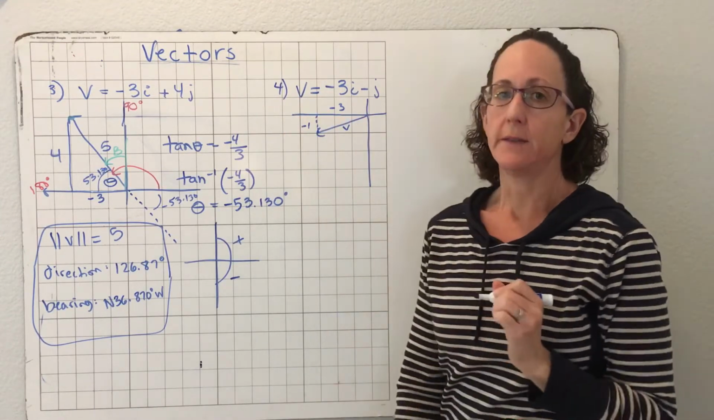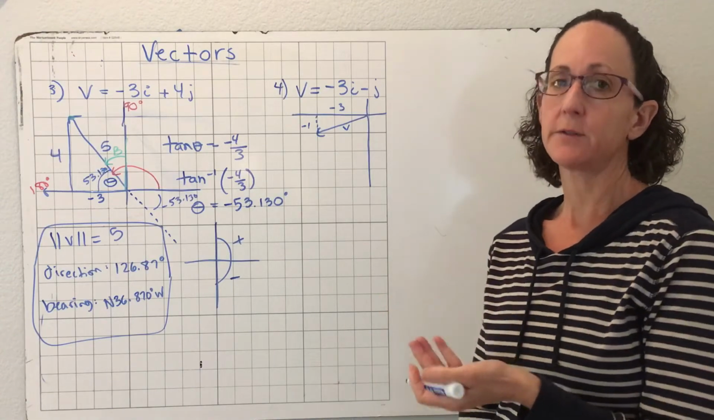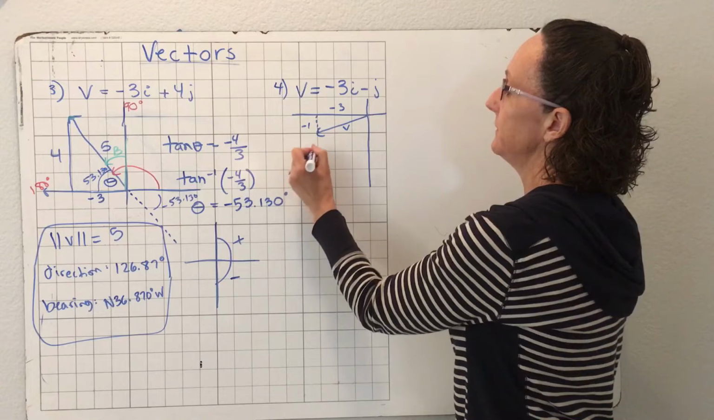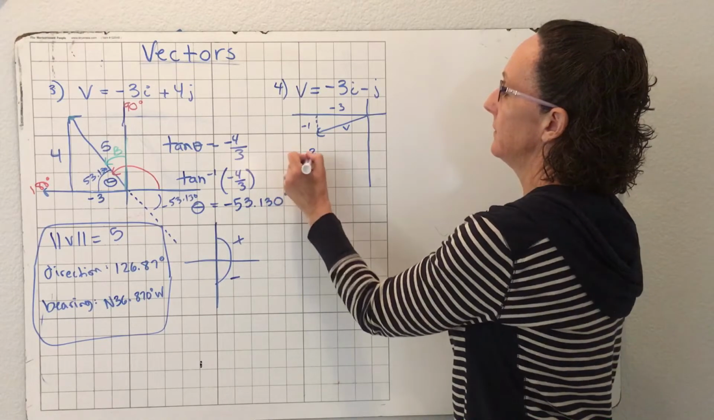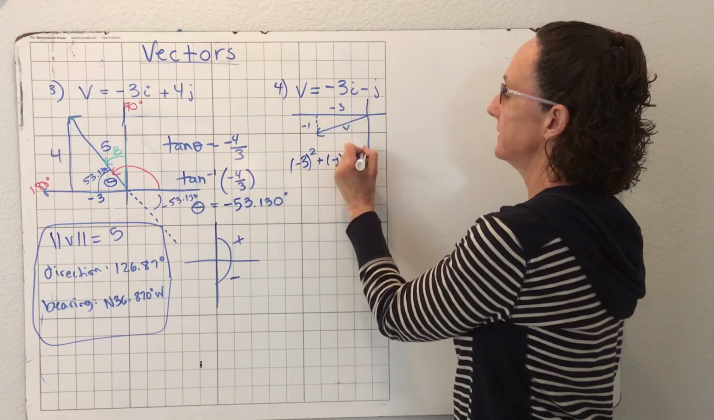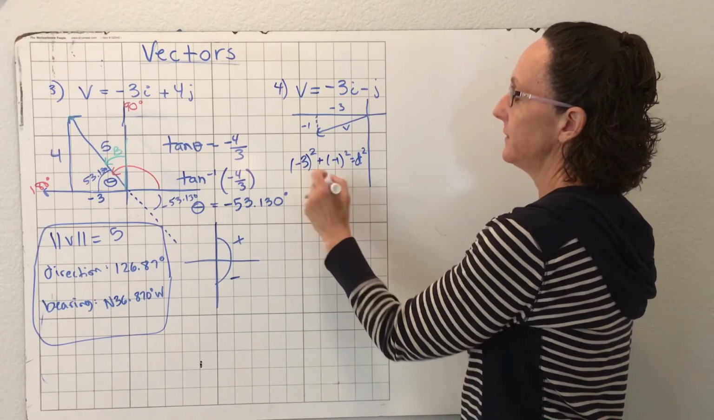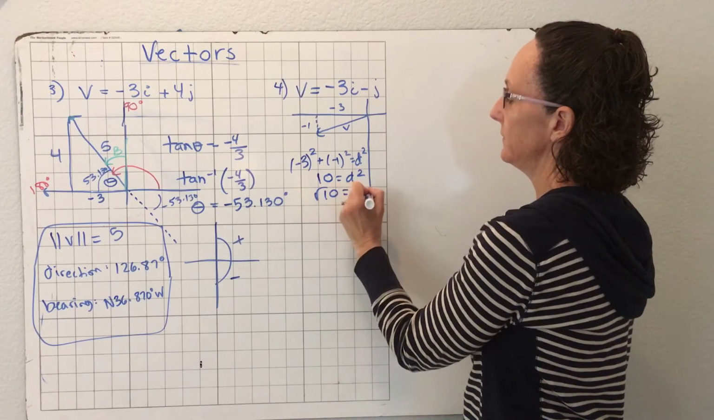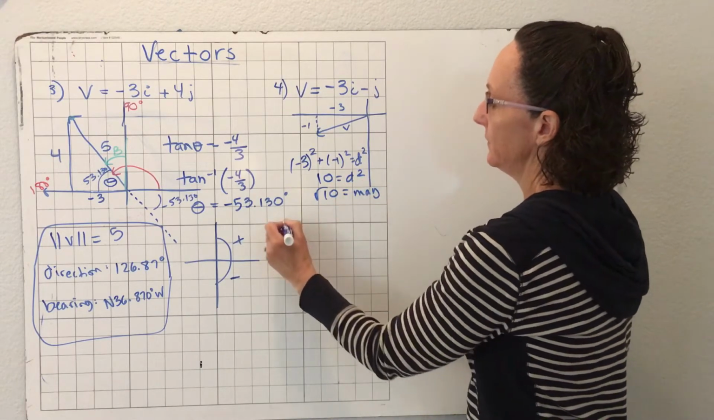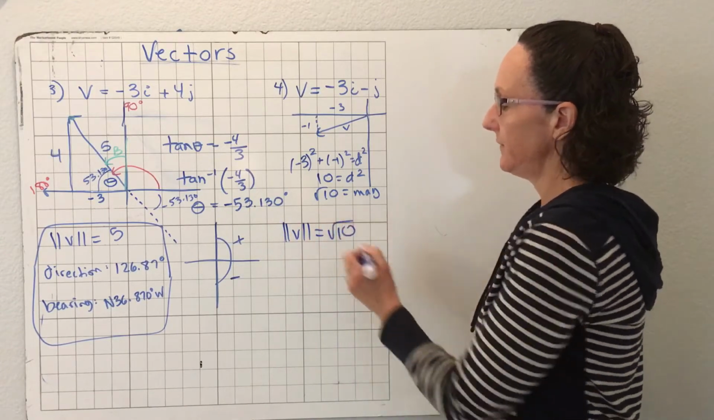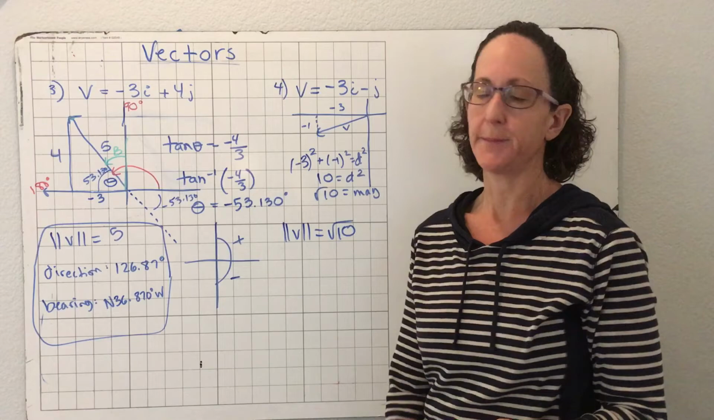Okay, all right, this one's not a triplet or a special triangle, so I do have to use the Pythagorean theorem to find the magnitude. So the magnitude is 3 squared, or negative 3 squared, same thing, plus negative 1 squared equals the distance squared. So this is 9 plus 1. So the square root of 10 equals the magnitude, okay? So the magnitude of V equals the square root of 10. So finding the magnitude is always the easiest part, okay?